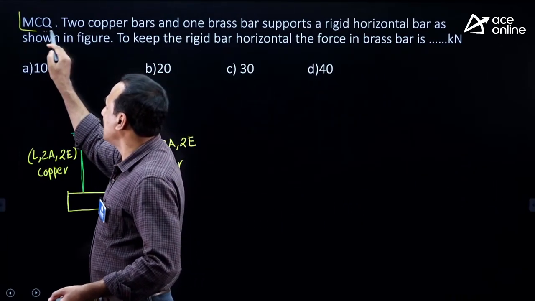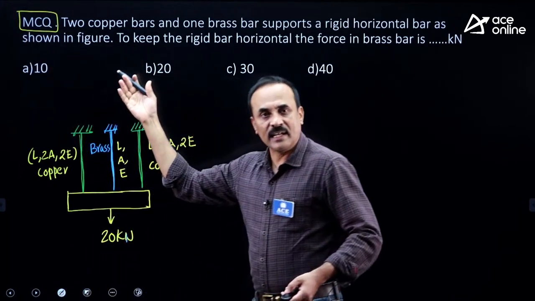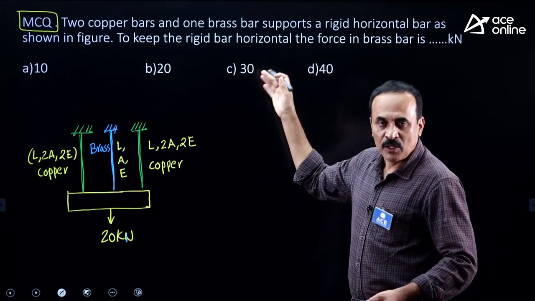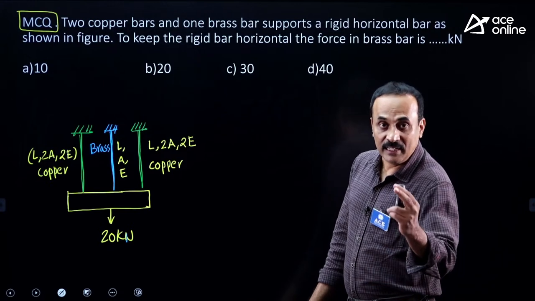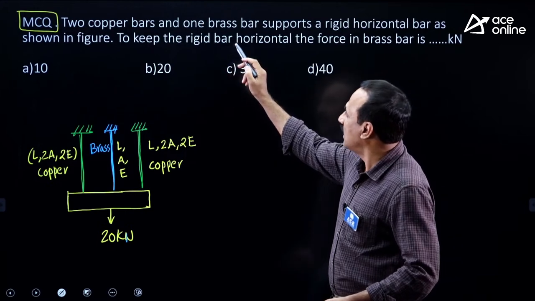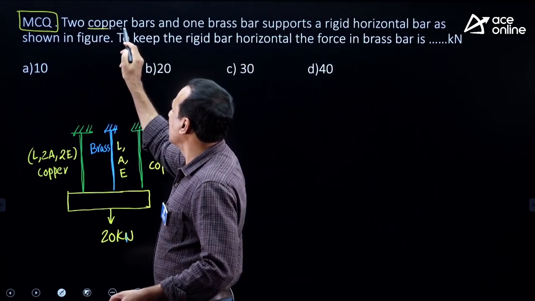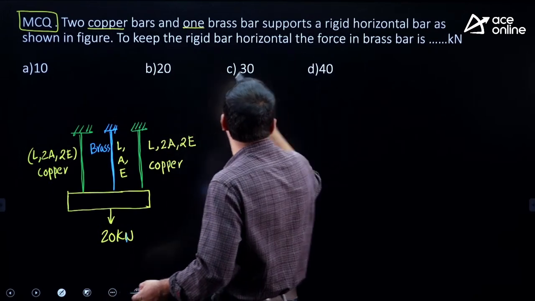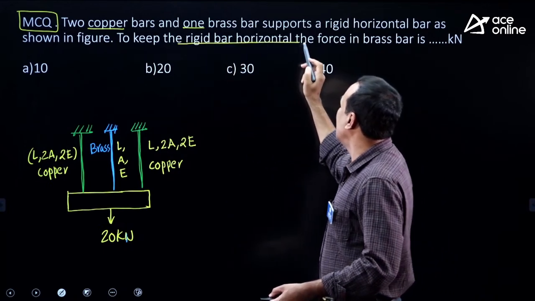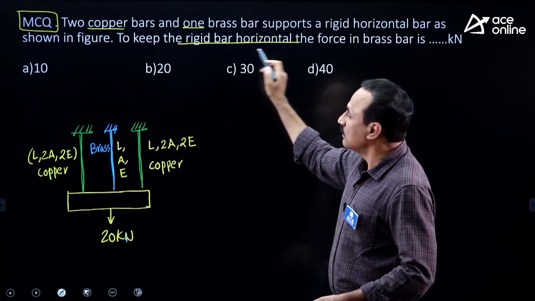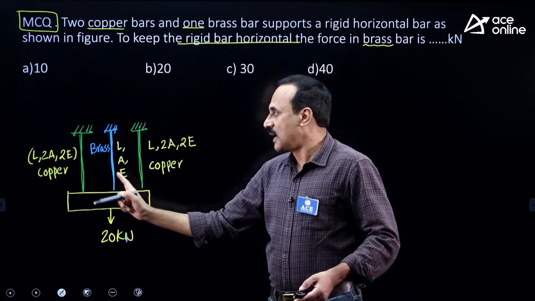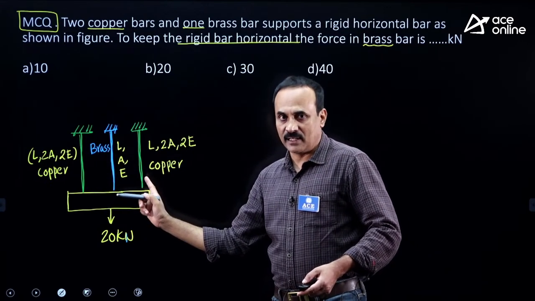This type of question may come in ESE prelims or you can get it in GATE exam also. A multiple choice question, you have four choices. You need to select the best among all, the correct answer among all. If you observe this, two copper bars and one brass bar, two copper, one brass, support a rigid horizontal bar shown in figure. To keep the rigid bar horizontal, the force in the brass, they are asking you. Central is the brass. On either side, copper and copper are there.